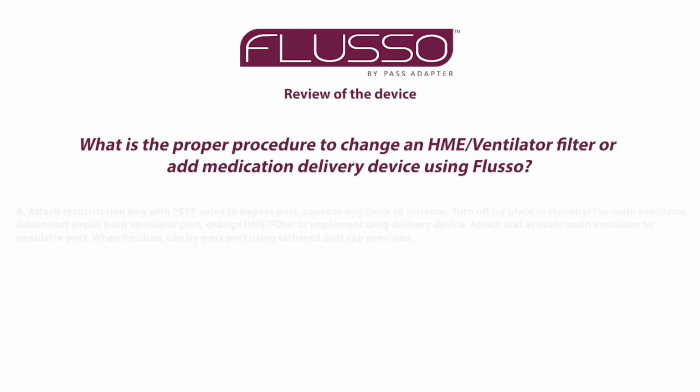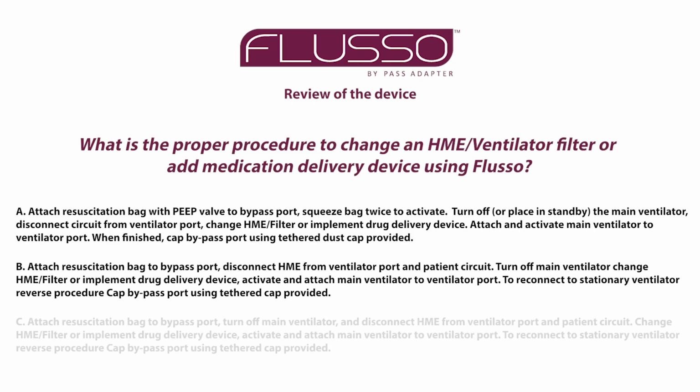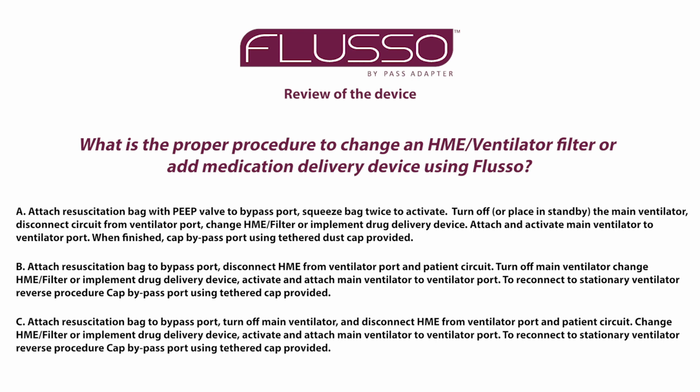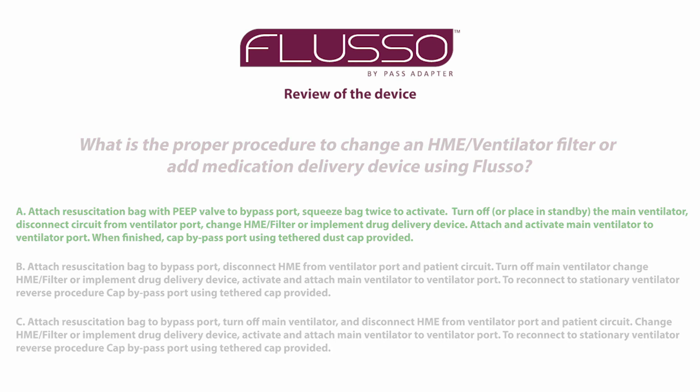What is the proper procedure to change an HME or ventilator filter or add medication delivery device using Flusso? Take a moment to read each possible answer and then make your selection. The correct answer is A. Attach resuscitation bag with PEEP valve to bypass port. Squeeze bag twice to activate. Turn off main ventilator. Disconnect circuit from ventilator port. Change HME or filter, or implement drug delivery device. Attach and activate main ventilator to ventilator port. When finished, cap bypass port using tethered dust cap provided.